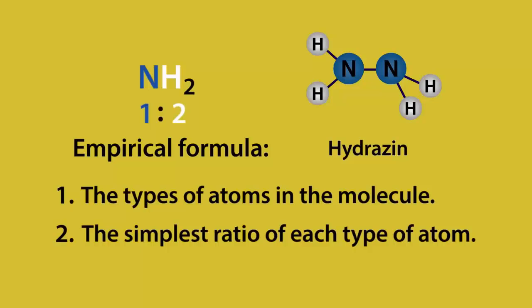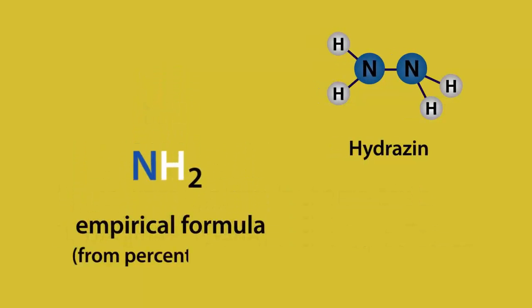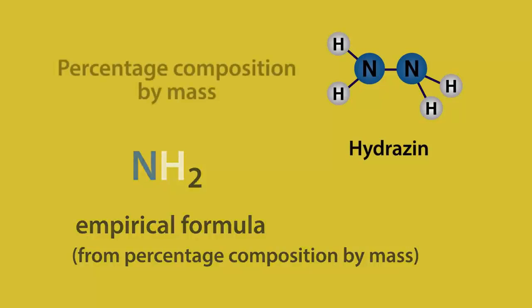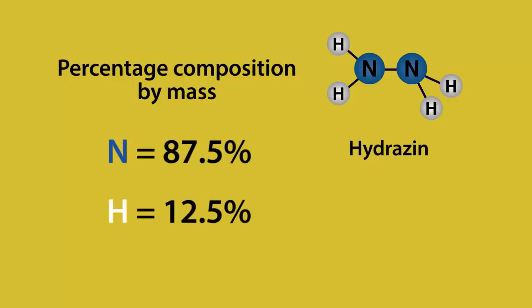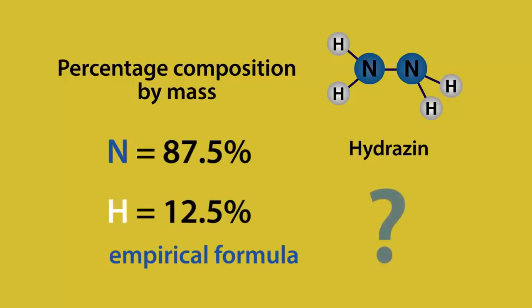The best way to find the empirical formula from percentage composition by mass is to go over a question. Upon analysis, the percentage composition by mass of a compound was found to be 87.5% nitrogen and 12.5% hydrogen. Now calculate the empirical formula.